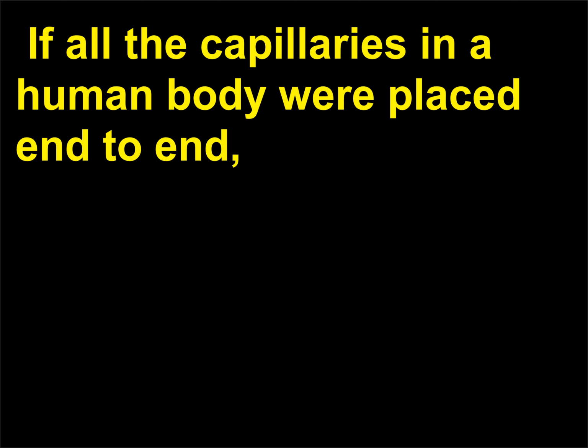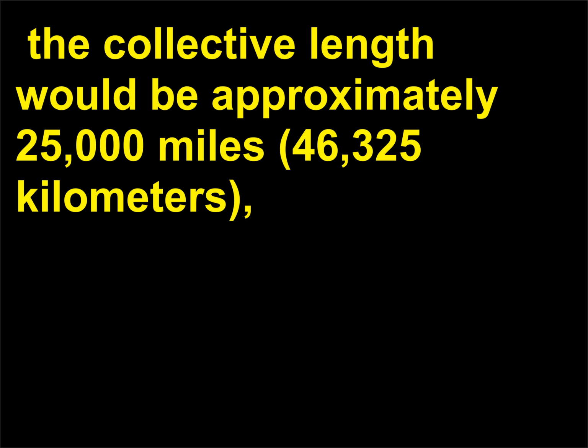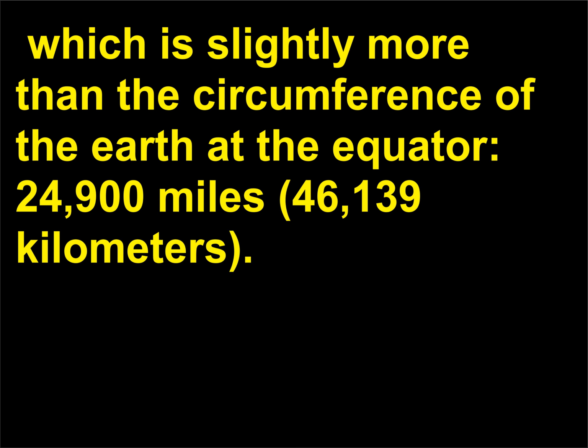If all the capillaries in a human body were placed end to end, the collective length would be approximately 25,000 miles, 46,325 kilometers, which is slightly more than the circumference of the Earth at the equator, 24,900 miles, 46,139 kilometers.